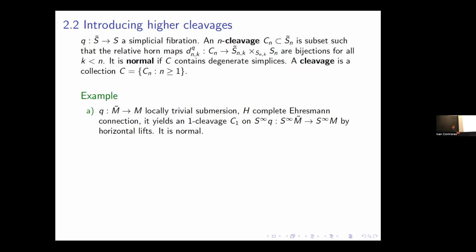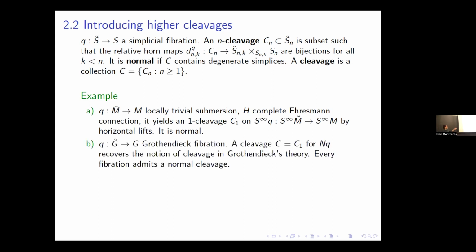For two cleavages, you should say how to fill, and you can also do it by lift of paths, either horizontal or keeping track of the vertical direction, maybe with a metric or so. In a Grothendieck fibration, this recovers completely the classical definition, because since things are strict, there are no higher cleavages.